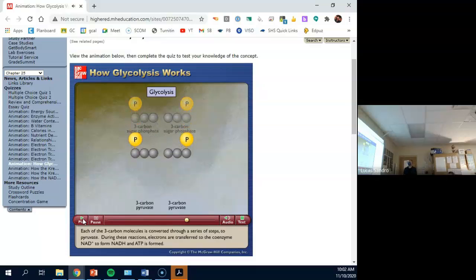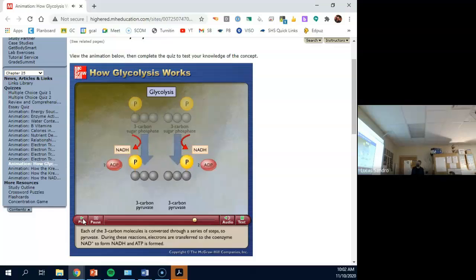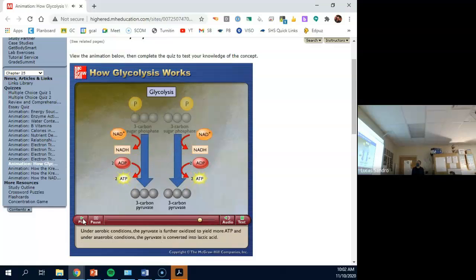During these reactions, electrons are transferred to the coenzyme NAD+ to form NADH, and ATP is formed. Under aerobic conditions, the pyruvate is further oxidized to yield more ATP, and under anaerobic conditions, the pyruvate is converted into lactic acid.